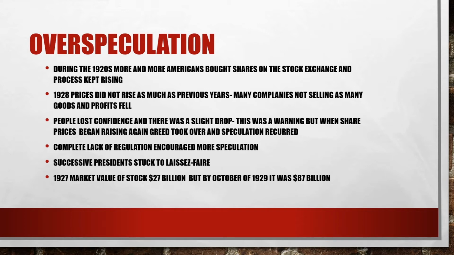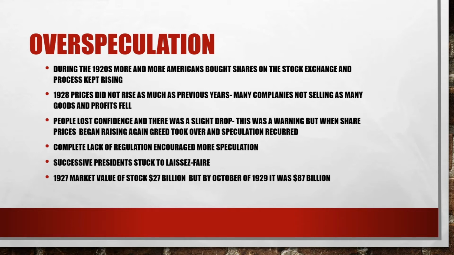People lose confidence and there was a little bit of a drop. This was a warning that things were going to go pear-shaped. But when they started rising again, greed took over and speculation started again. So people started putting money in stocks again. There was a complete lack of regulation, which encouraged more speculation. So there was no regulation on how many stocks you could buy. There was no regulation on what people were doing, how people were selling these stocks, what people were buying.